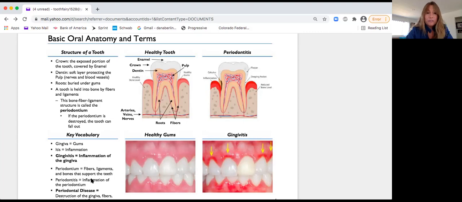Periodontitis is the inflammation of the periodontium. That's where ligaments and the bone all get destroyed. Periodontal disease equals the destruction of the gingiva, the fibers underneath, the bone, and everything that supports the teeth. So periodontal disease is what you don't want to get.